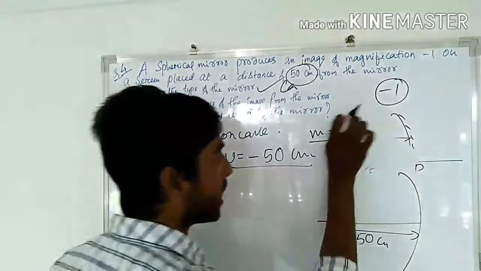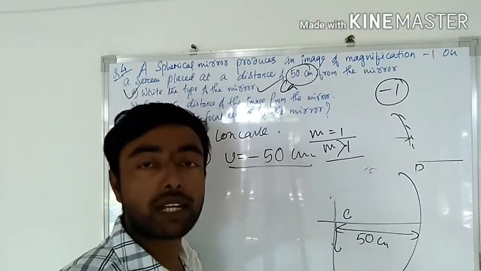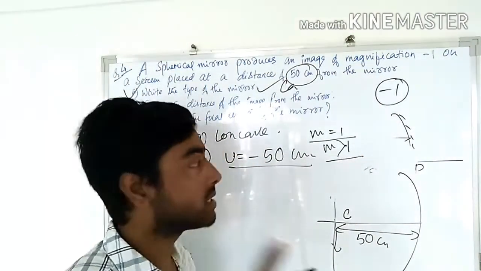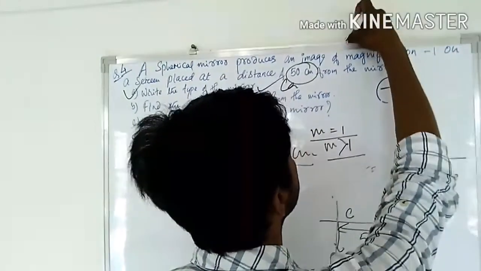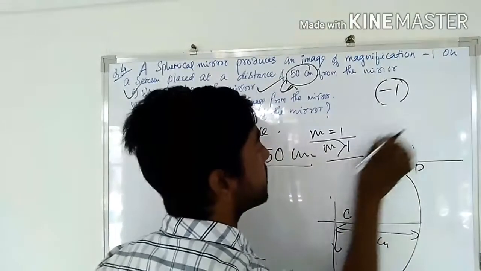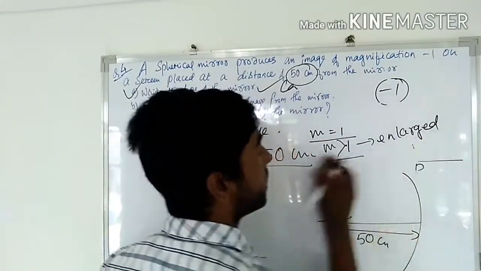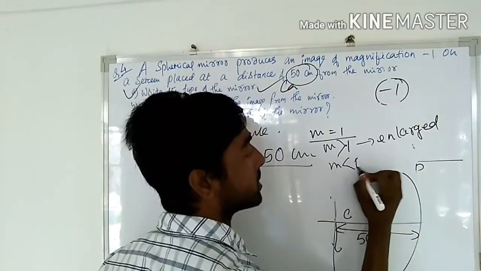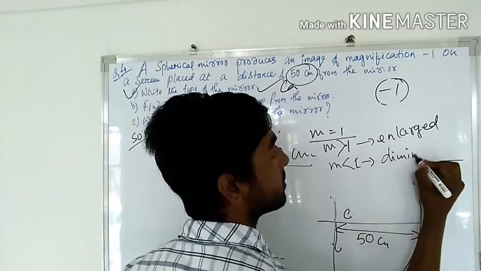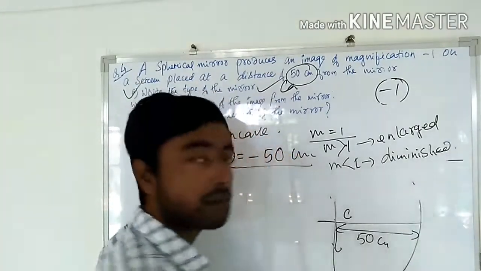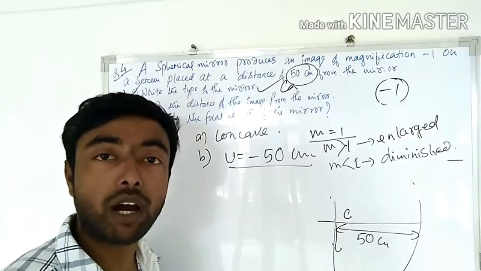Object is where? At C. If m value, listen, if m value is greater than 1, that means the image is enlarged. That means if it is more than 1, it is enlarged. If it is less than 1, m value, remember this, if it is less than 1, this is what? Diminished.